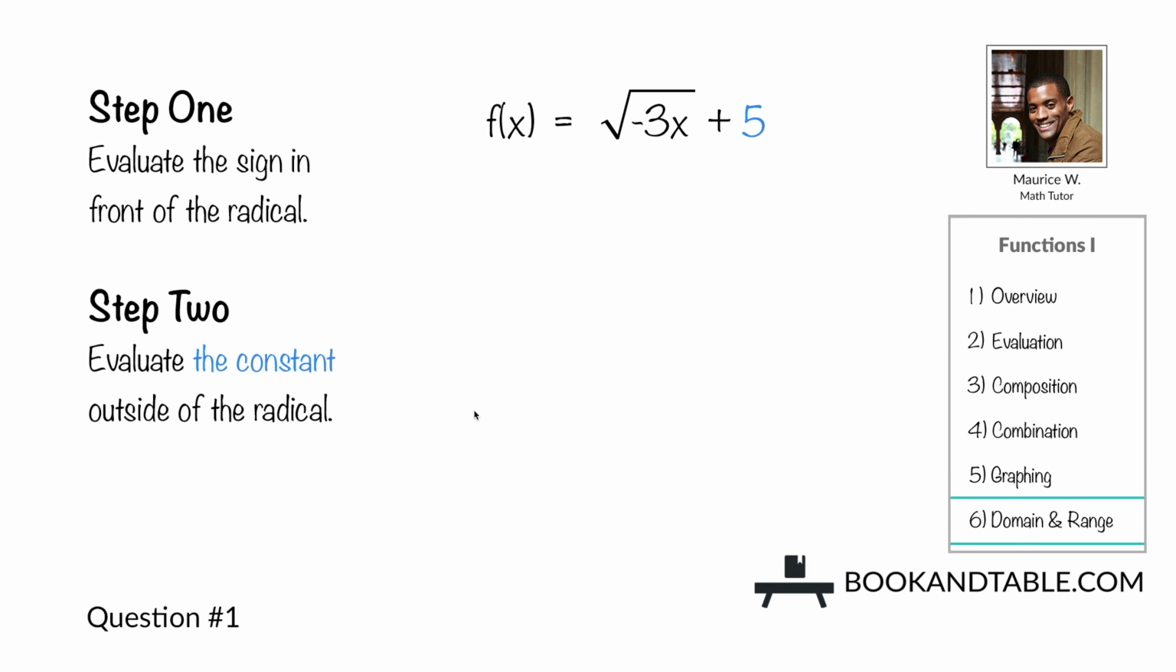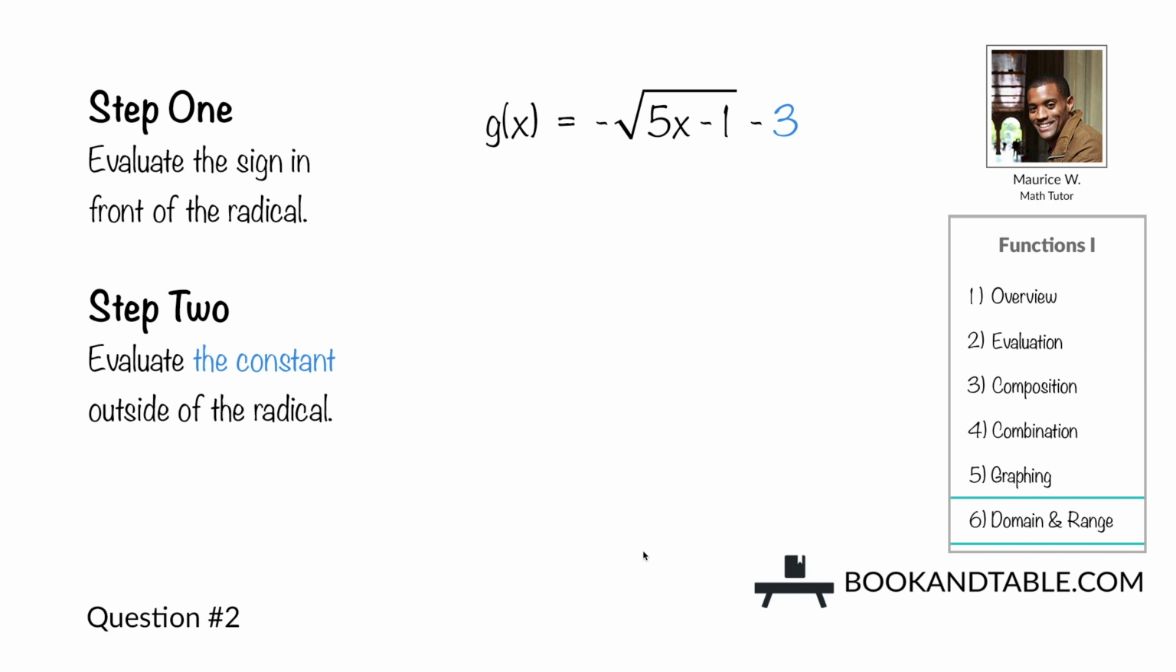Question number 1. F of x is equal to the square root of negative 3x plus 5. So step 1, evaluate the sign in front of the radical. It is positive. So we know the function is going to be trending towards the positive infinity as the high point. And then step 2, evaluate the constant outside of the radical. It is positive 5. So this is where the range will begin. So the range for f of x is from 5 to positive infinity, including 5. So that is the answer to question number 1.